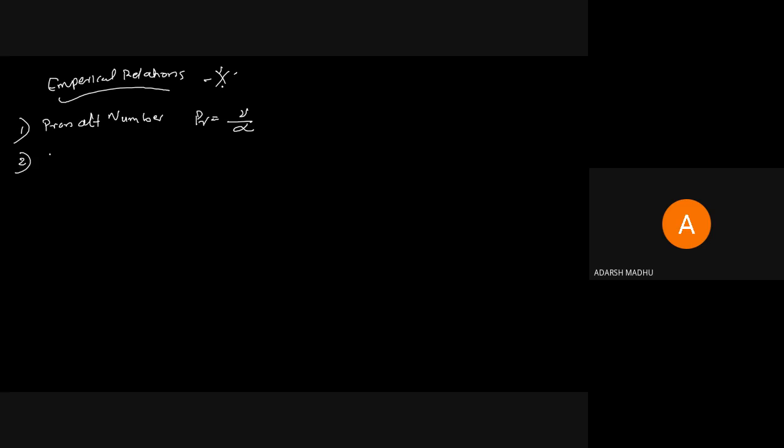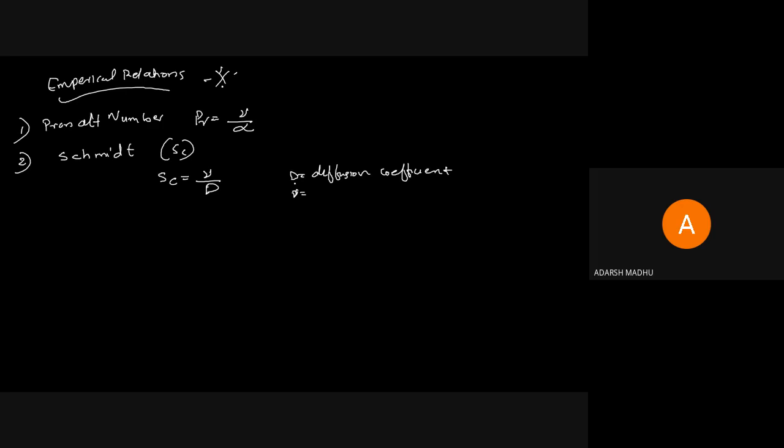Second one is Schmidt number, SC. SC equal to mu by D, where D is the diffusion coefficient, DAB, DBA, something like that. Mu is kinematic viscosity.